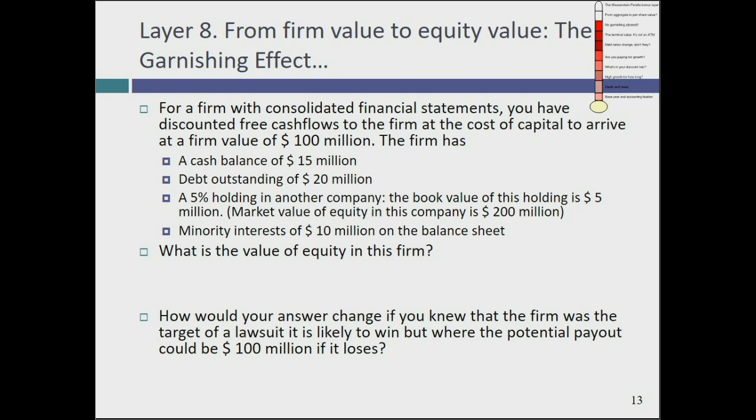Now, what do I add? Do I add the 5 million or 5% of 200 million? I'm going to do 5% of 200 million, but I'm going to cross my fingers as I do it. Why? Because I'm doing an intrinsic valuation. I don't like book value, but I'm also not quite comfortable with market value. So if I have an intrinsic value, I would like to use it, but given a choice between book value and market value, I'm going to take the market value. And if you have minority interest of 10 million, add, subtract, or ignore.